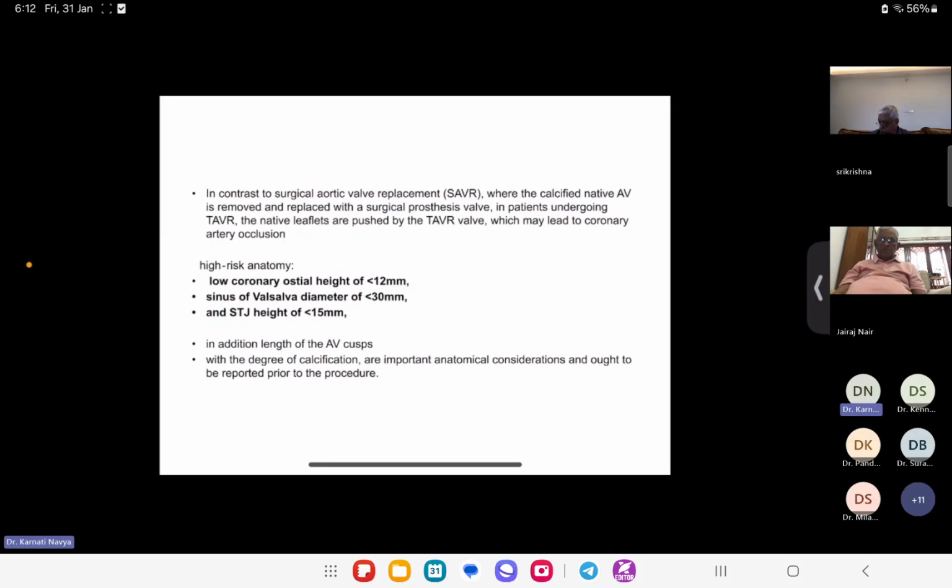In contrast to surgical aortic valve replacement, where the calcified native aortic valve is removed and replaced with the surgical prosthetic valve, in patients undergoing TAVR the native leaflets are pushed by the TAVR valve, which may lead to coronary artery occlusion. The high-risk anatomy is a low coronary ostial height of less than 12 mm, sinus of Valsalva diameter of less than 30 mm, and STJ height of less than 15 mm.